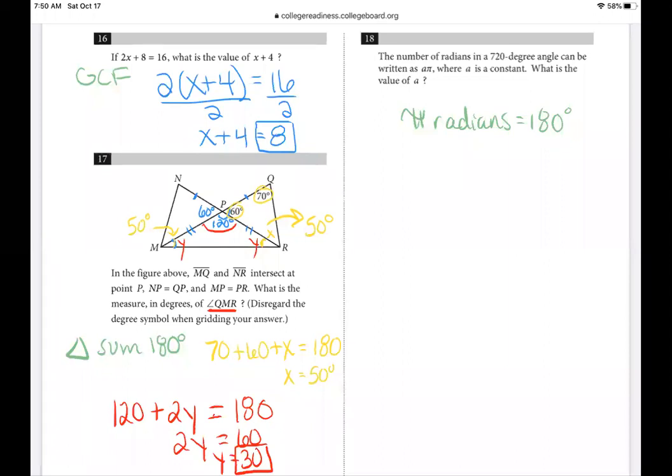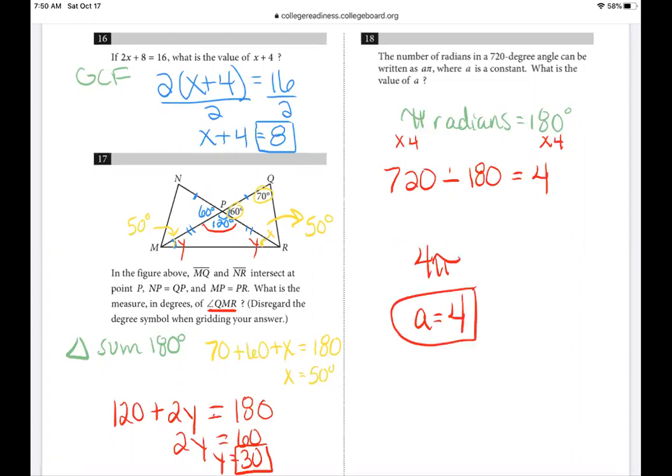So if we know that pi radians is 180 degrees, if we simply take 720 divided by 180, we will get 4. So if we look back at that, if we multiplied 180 by 4, we would get the 720, which means to convert, we would have to multiply pi times 4. So 4 pi, which means our a value is 4. So you would just grid in 4 for your answer for that one.